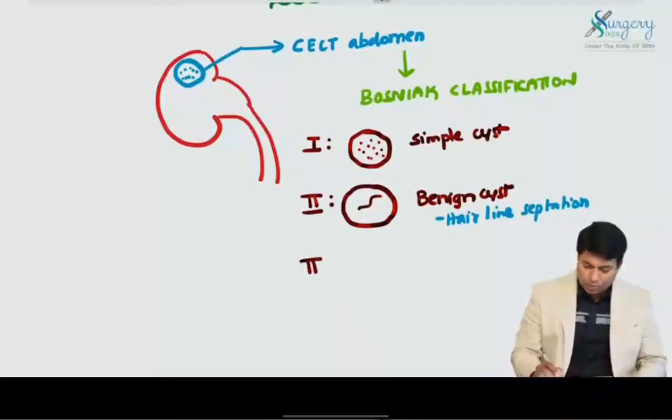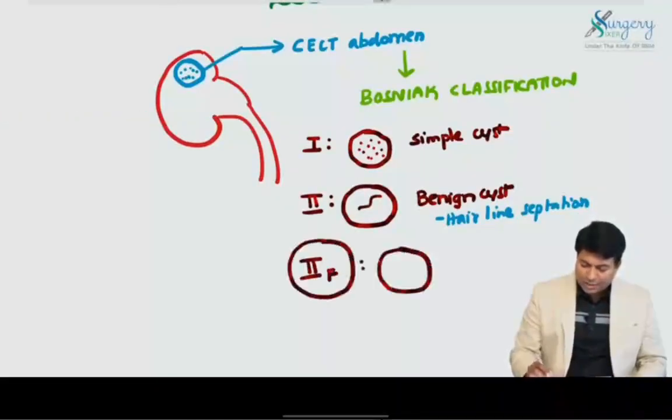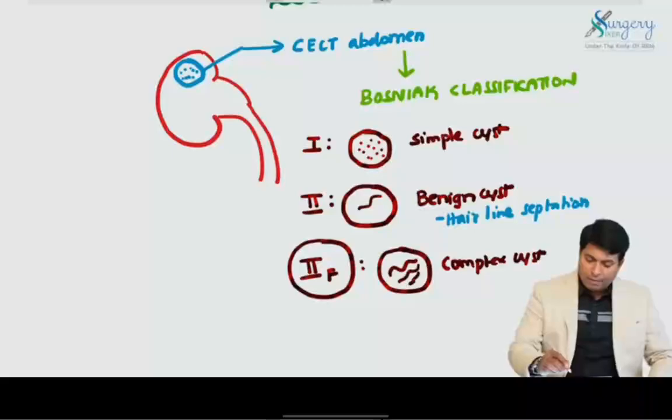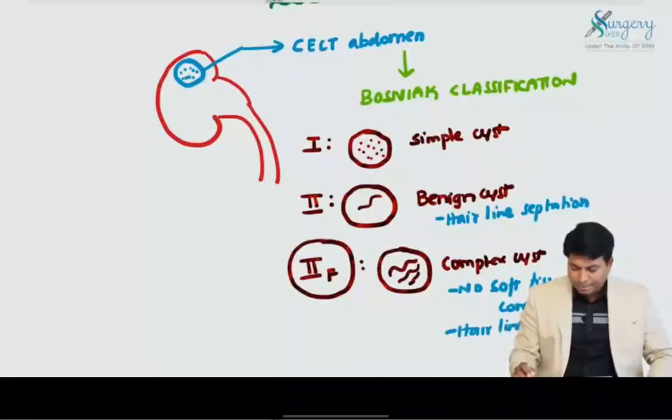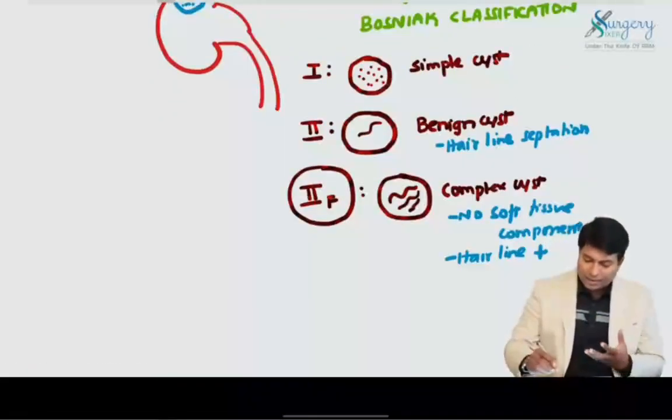So coming to 2F, there is one 2F, which is also known as complex cyst. It has more hairline septations. But the interesting point is they don't contain a soft tissue component. Hairline septations are present, but they don't have enhancement. The septations will not enhance on contrast.